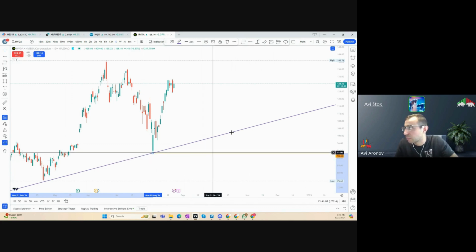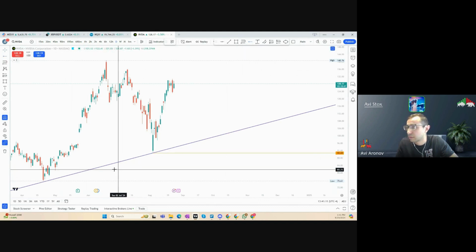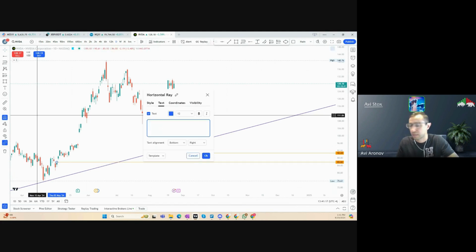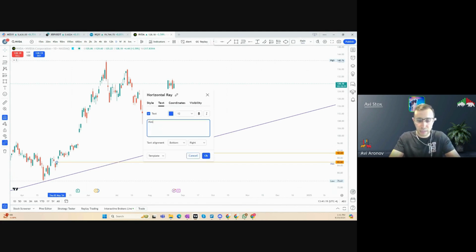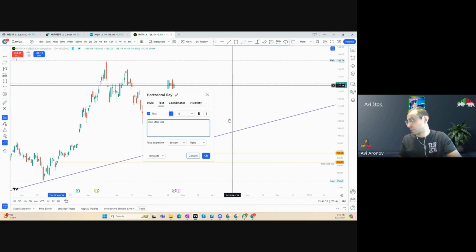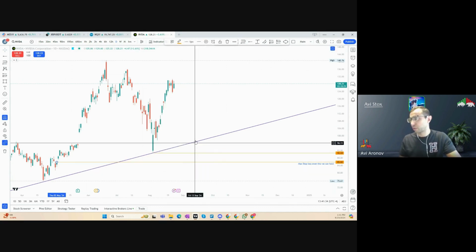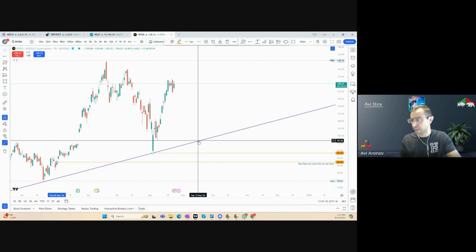Now, I would say this max stop loss should be okay, even though we can hold, because it will most likely rally.